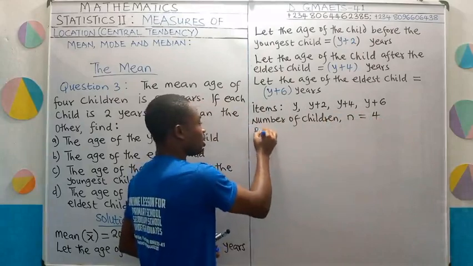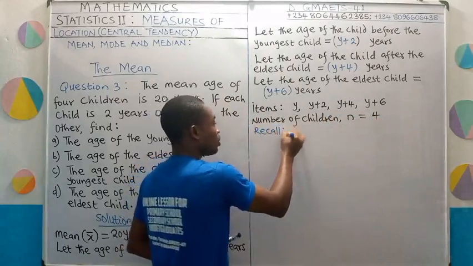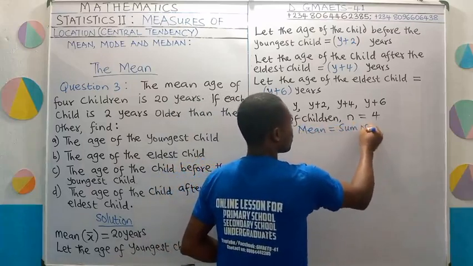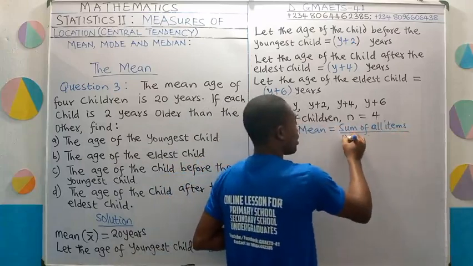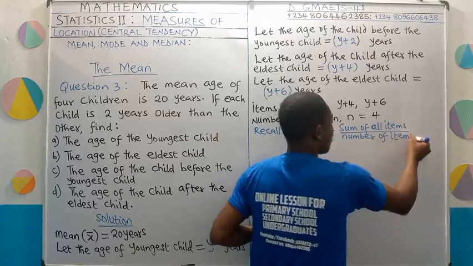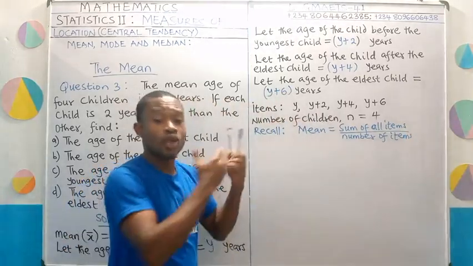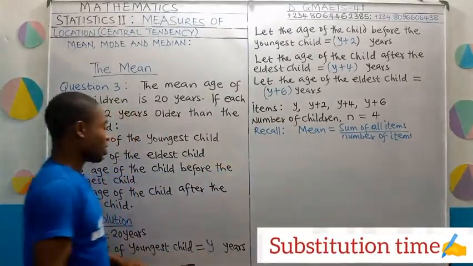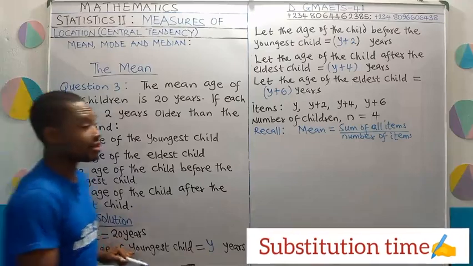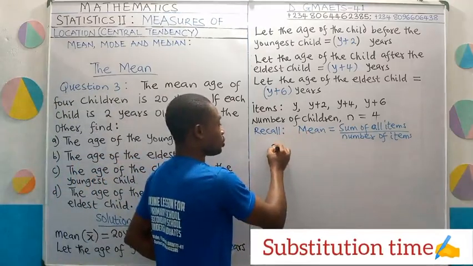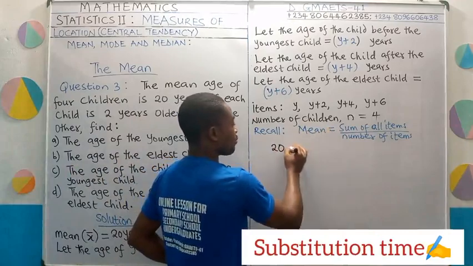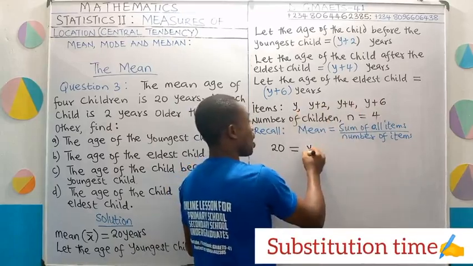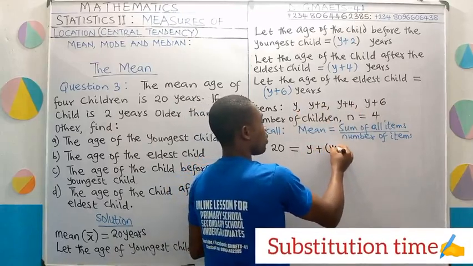Recall our mean formula. We know that mean is equal to sum of all items divided by number of items. And so we are going to do our substitution now. Let us substitute and see. The mean age was given to us in the question to be 20 years. So in place of this mean, I'm going to put 20. After the mean, you have equal to sum of all items. These are our items. We have y plus 2.